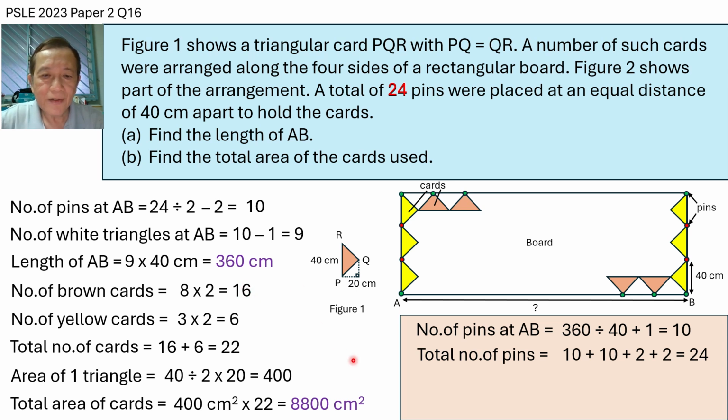Let's check the second answer. Once again, we start with the answer and work towards the same target in this case. Total number of cuts equal total area divided by 400 equal 22 cuts.